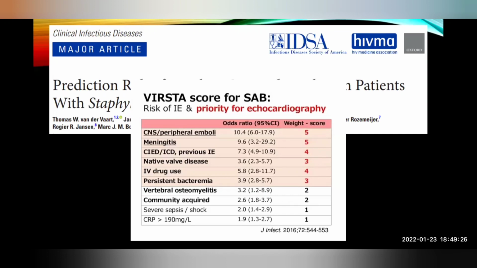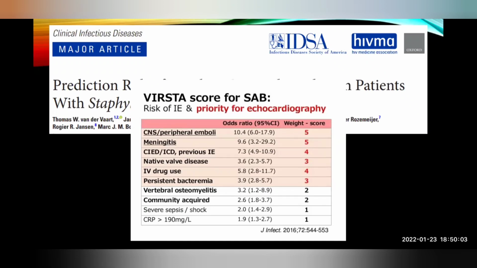Then patients having CIED or ICD, previous infective endocarditis, native valve disease, any IV drug abuse, persistent bacteremia, vertebral osteomyelitis, community acquired pneumonia. So how will you use this score? Now a patient is coming. Consider the case we just discussed. The patient was in sepsis, so you will give a score of 1. And the patient is having persistent bacteremia, 3. So 3 plus 1 is 4. So this patient has to undergo TEE.